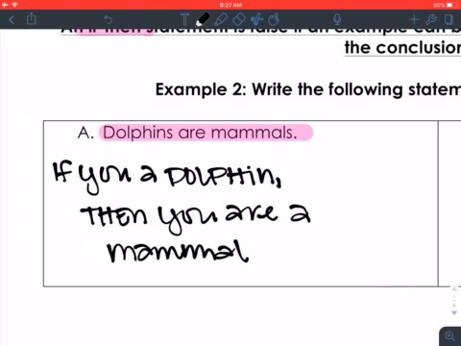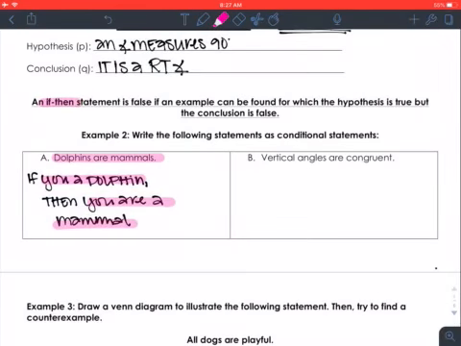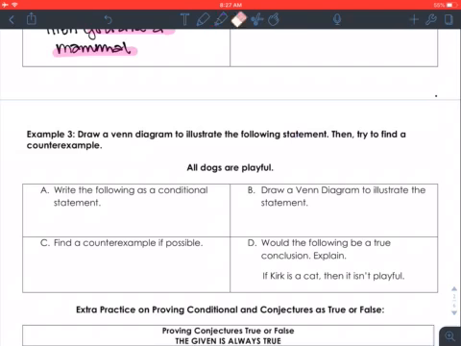So we took that original statement, we put it in conditional form. If then, there's not any extra information. You are a dolphin is our hypothesis. You are a mammal is our conclusion. Okay? Same with B. All right? The way that we would write this one is if two angles are vertical, then they are congruent. We're not putting any other information in for B. All right? Now, example 3 is putting all of this together, okay?